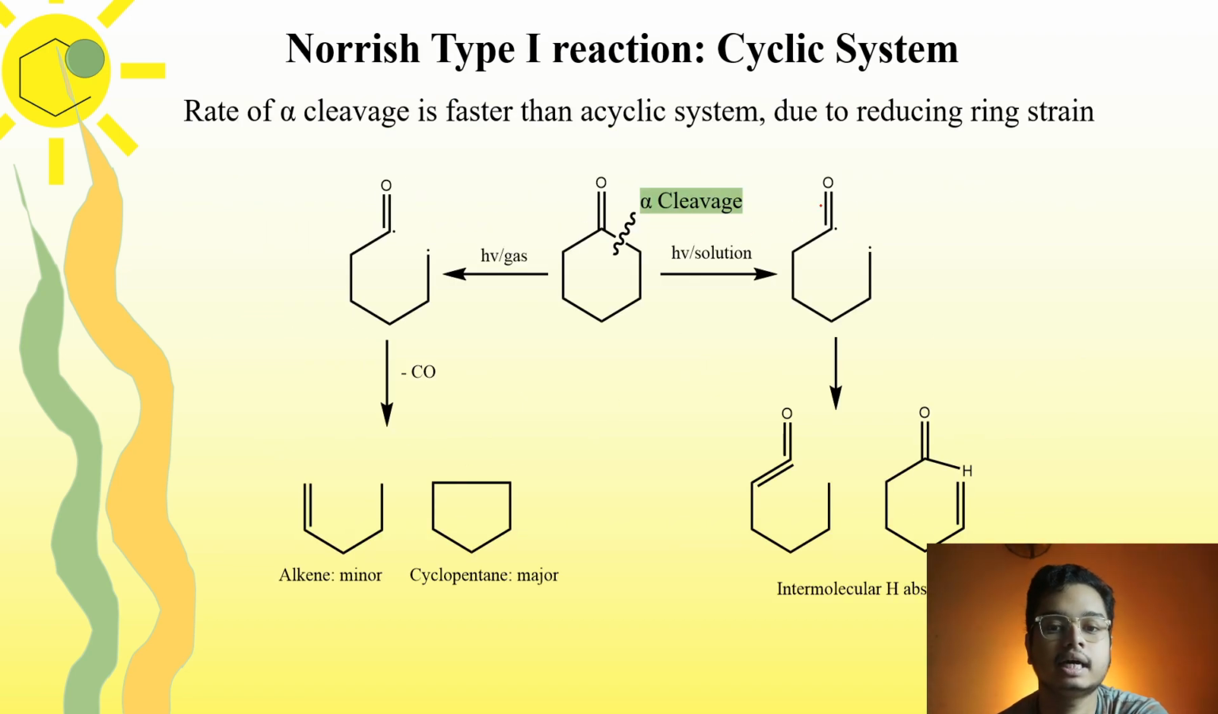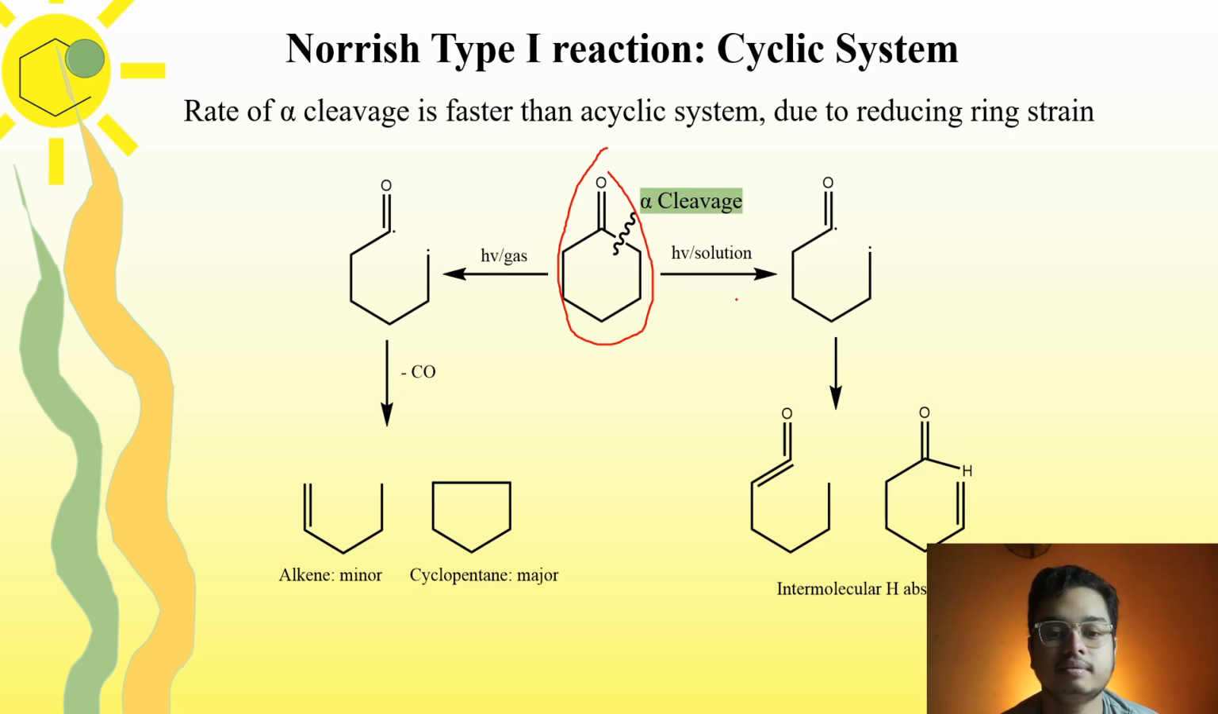Now let us talk about the cyclic system. Now the rate of alpha cleavage, that is the primary process, for the cyclic case is faster than the acyclic system due to reducing ring strain. Like all the rings have their own ring strain. So to reduce the ring strain, the alpha cleavage rate will be higher in the case of the cyclic system compared to the acyclic one. Okay, so now this is our compound, and it can go via any pathway because there is no regioselectivity here.